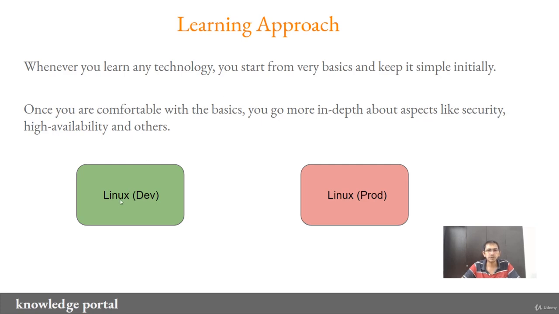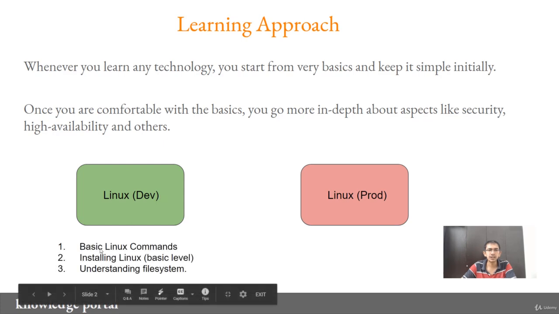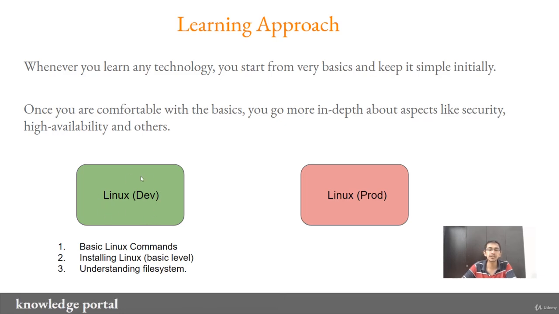Let's take an example of Linux, where on the left hand side you have the Linux dev approach, and on the right hand side you have the Linux prod approach, which is production. Dev is development, prod is production. Initially, when you're learning basic Linux commands, installation of Linux, understanding the file system and so on, you go with the dev approach. In the dev approach, you do not really care much about security, firewalls and so on.